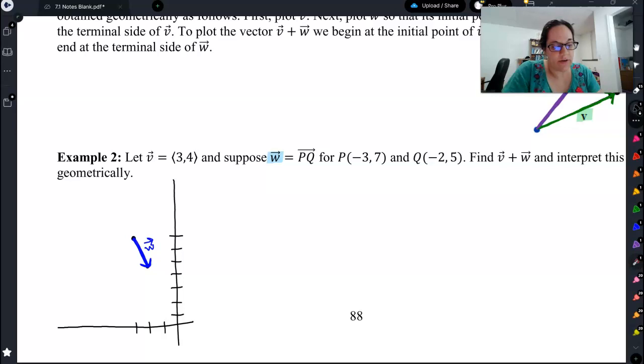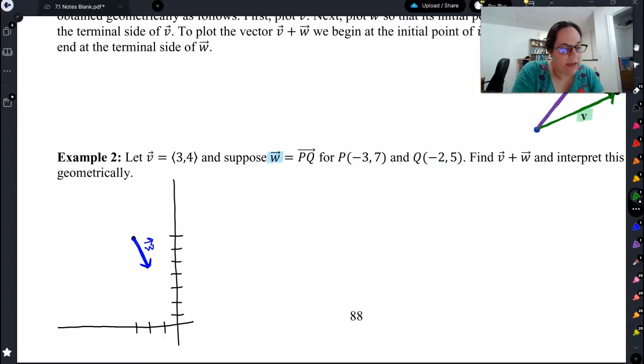Now, I know vector V has an X component of 3 and a Y component of 4, and I can put that vector anywhere. It doesn't matter where it starts. It just needs to grow 3 in the X and 4 in the Y direction. And that's vector V. However, if I want to add these together, then I need to start W wherever V ends.